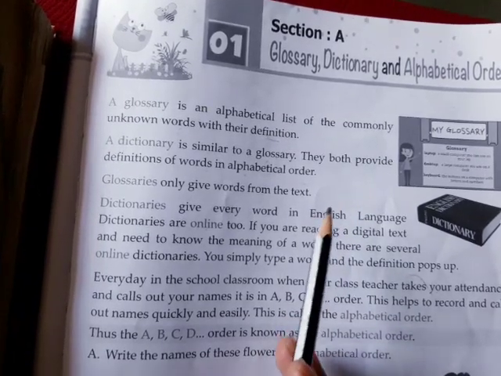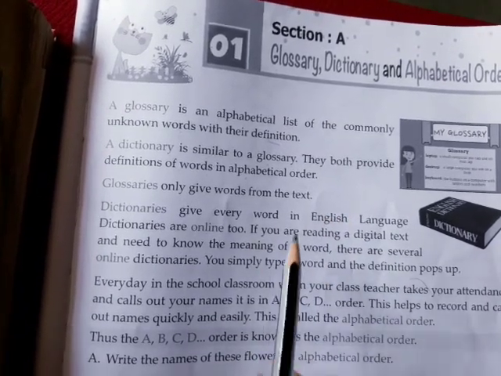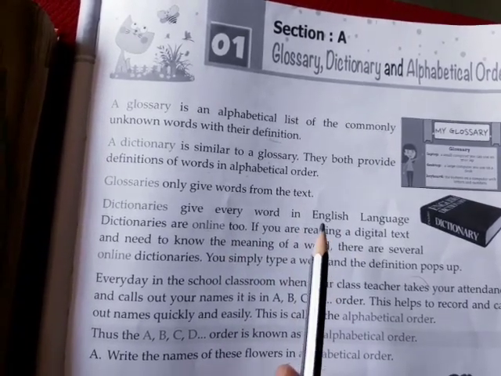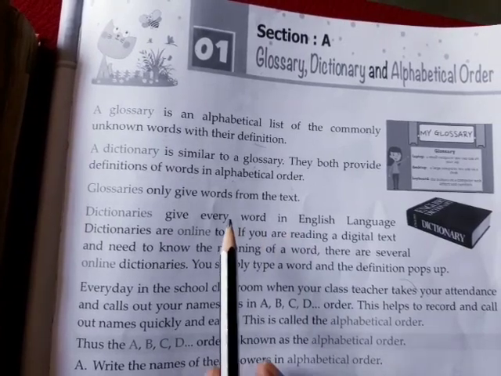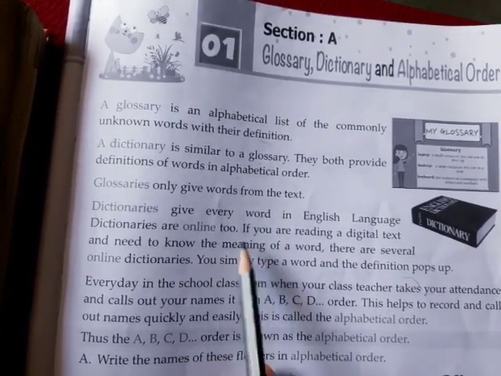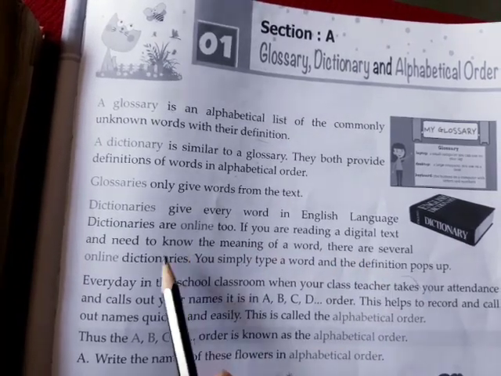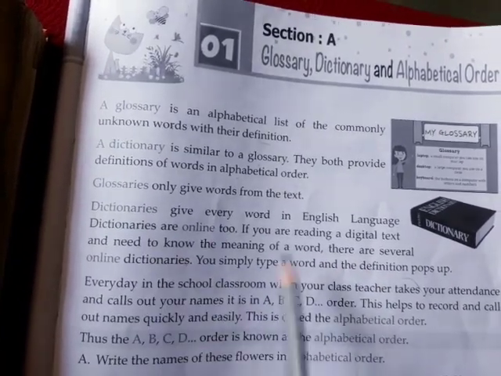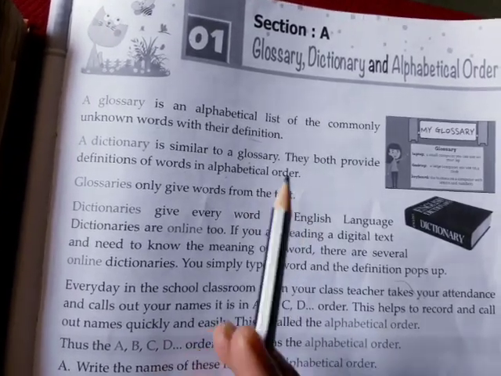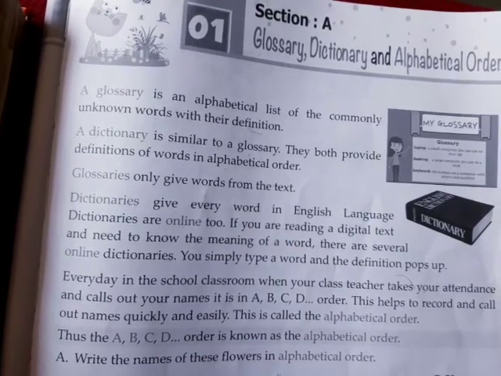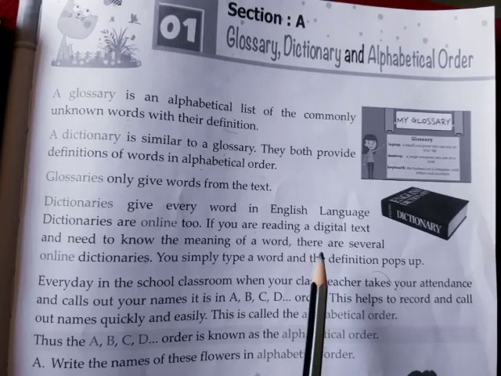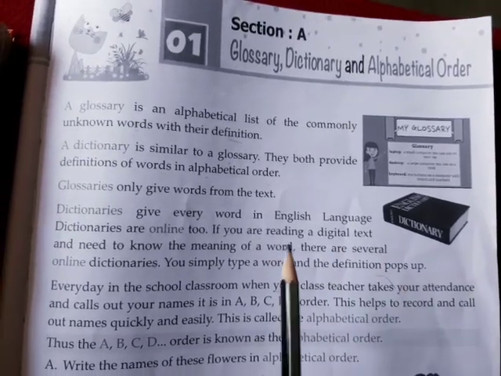You will type, and Google dictionaries are available in your phone or in your computer. You can easily type and then find out the meanings of the difficult words which you are not understanding. If you are reading a digital text and need to know the meaning of a word, there are several online dictionaries. Suppose you are reading something from your phone or computer, searching something on Google, and some uncommon words occur whose meanings you don't know.